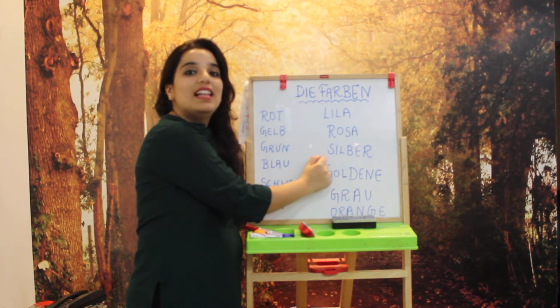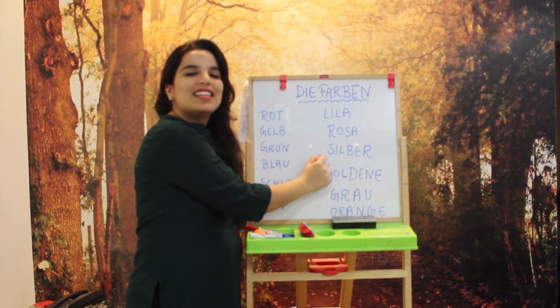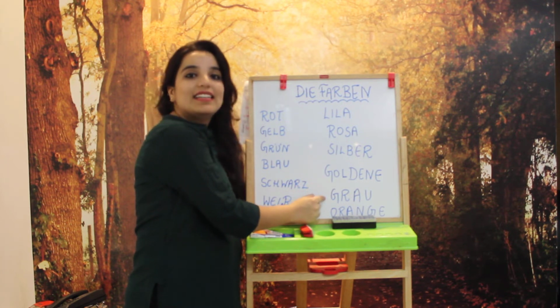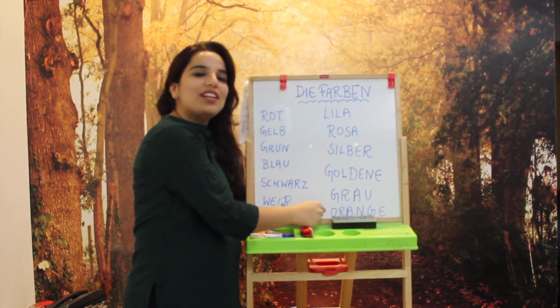Silber. Silber is silver. Next up, goldene. Goldene is golden color. Next up, grau. Grau is gray. Next up, we have orange. Orange color.